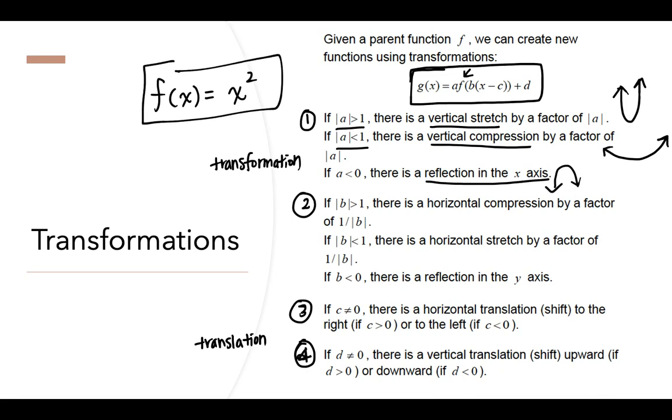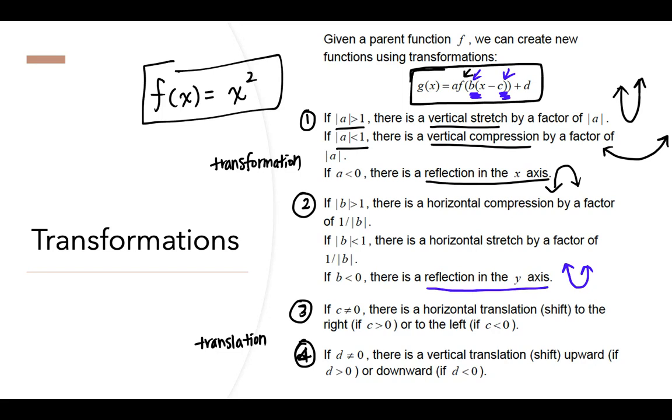Now let's take a look at B. If B is negative, then we say there's a reflection in the y-axis. So for a parabola, it's going to look exactly the same because they are symmetrical. Now anything that is inside the function, so specifically B and C, we have to think opposite. So for B, we're going to flip it. And for C, we're going to do the opposite sign.